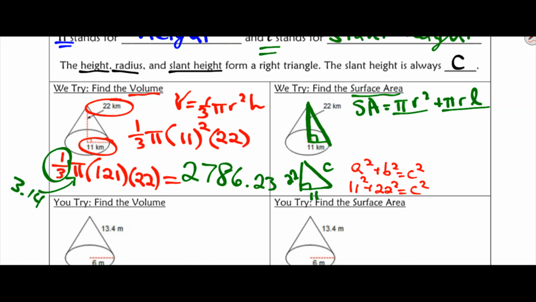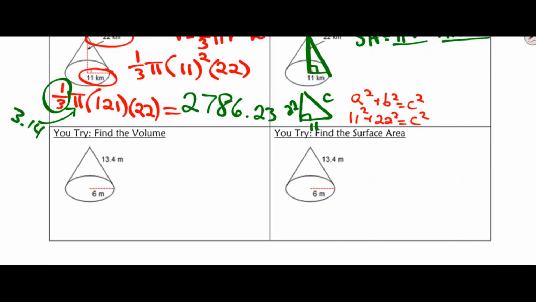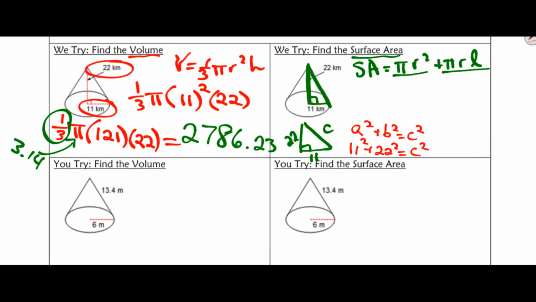Remember, in the Pythagorean theorem, if you're given the two short sides, you add them. If you're given the long side, then you'll subtract. So I'm going to do 11 squared, that's 121. 22 squared is 484. That equals c squared. I'm going to add those together and then do the square root of that number. I'm going to get 605 from adding those together.